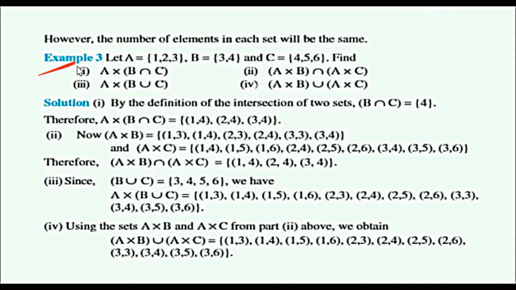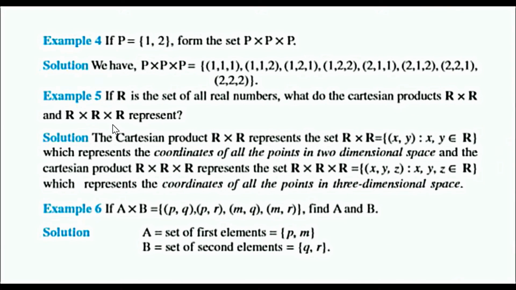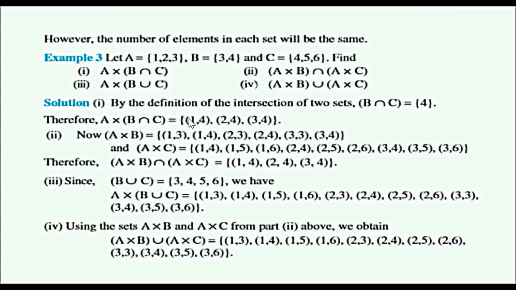Now we have another example. Here the sets are A, B and C. What we need to find out is A cross B intersection C. For B intersection C, intersection means we find the common values. B is this, C is this. Which is the common value? Only 4 is the common value. So B intersection C is going to be 4. Please understand this, because we are going to use these results. Now when we multiply A with this 4, A is 1, 2, 3, so we get 1, 4, 2, 4 and 3, 4.